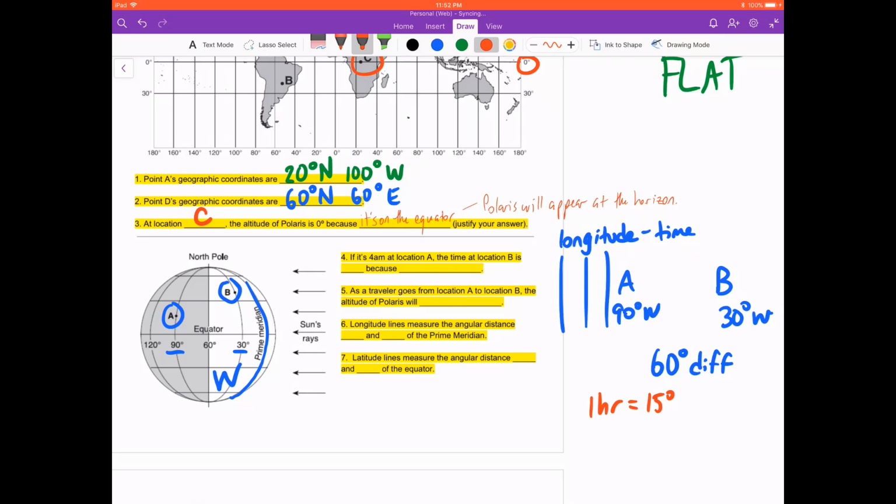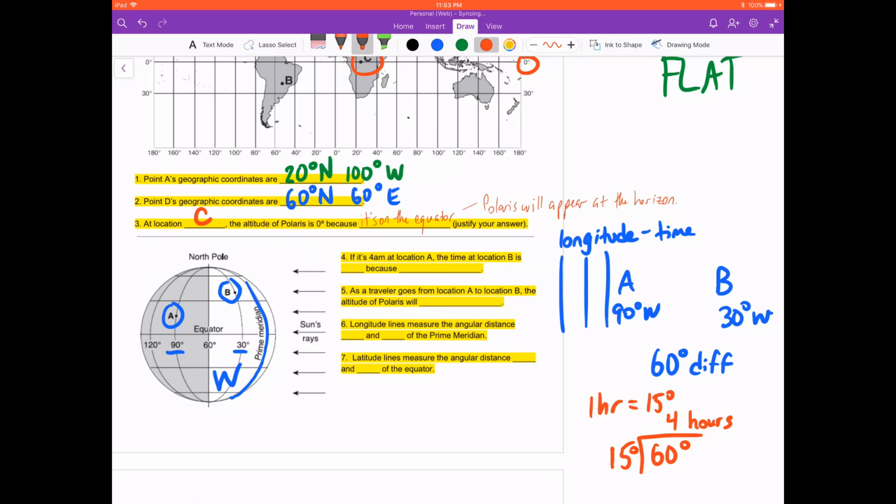So if there's 60 degrees between A and B, I take 60 degrees and divide it by 15 degrees to figure out how many hours difference there are. So 60 divided by 15 is going to be 4. 4 hours, not just 4 by itself.